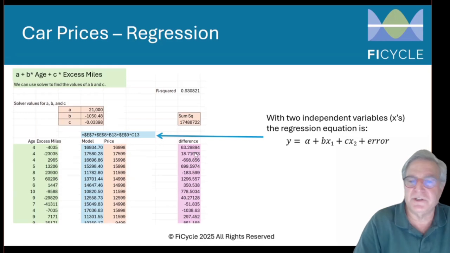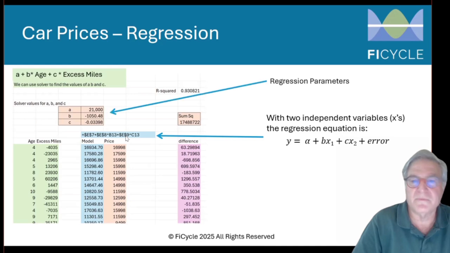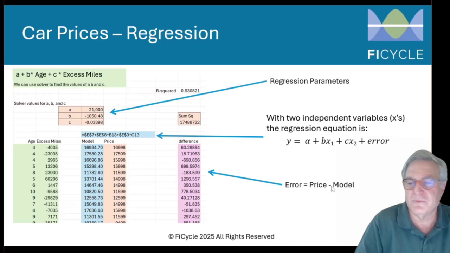So here we have our spreadsheet, and what we've created is our equation that we had before, which is Y equals A plus B times X1 plus C times X2 plus an error. We have our regression parameters. Those are the A, B, and C that we're going to plug into this equation here. We've calculated our error, which is our price minus the model. So we're going to use this formula here with our guessed values. That's going to produce a model price.